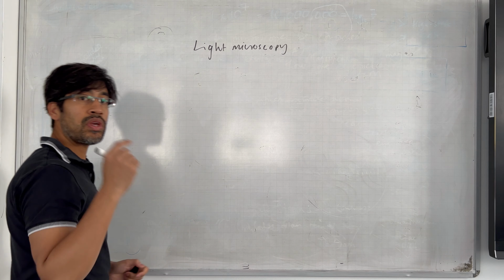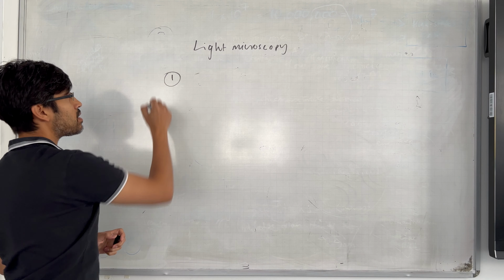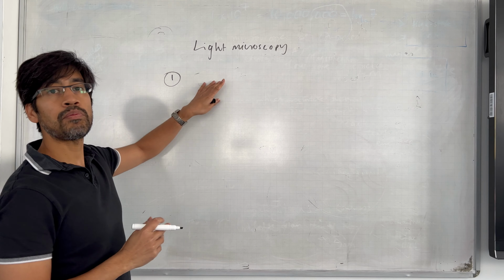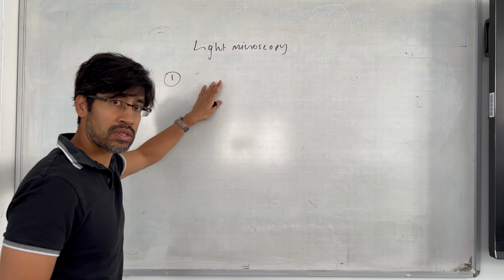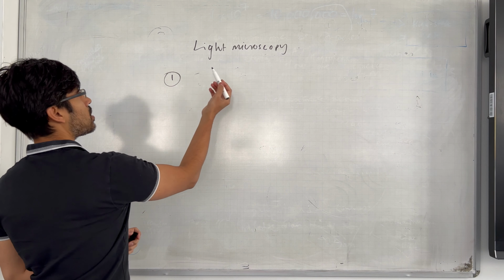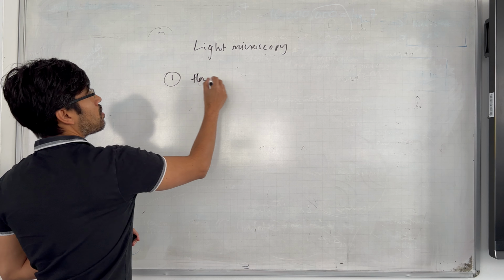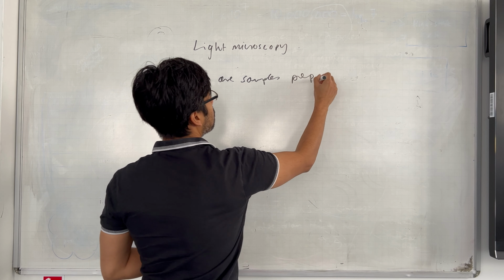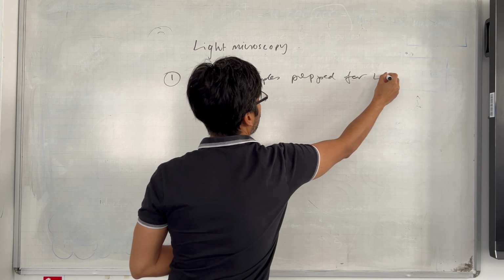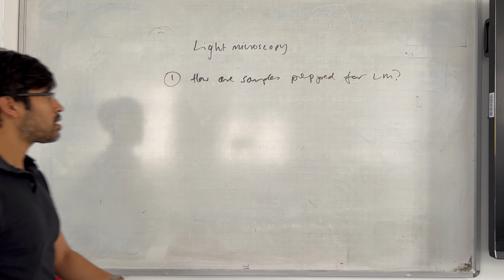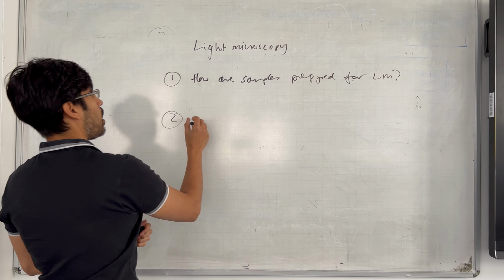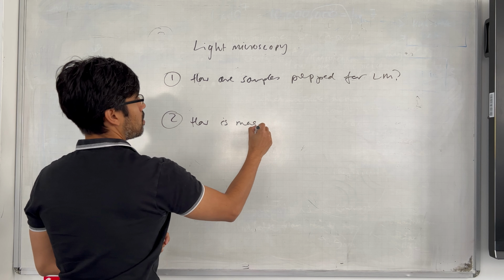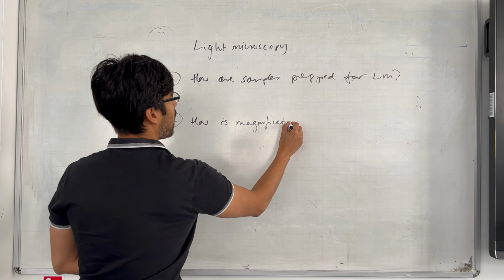Okay, so let's recap our essential questions. This is, at this point, the easy stuff is done and the hard work now begins. You need to be able to answer these essential questions. Okay, so essential question number 1, how are samples prepped for light microscopy? Okay, question 2, how is magnification calculated?